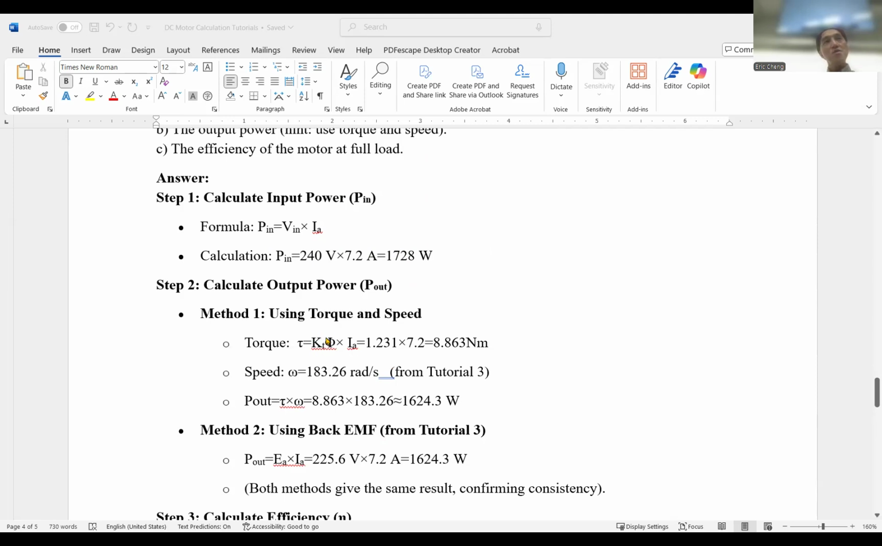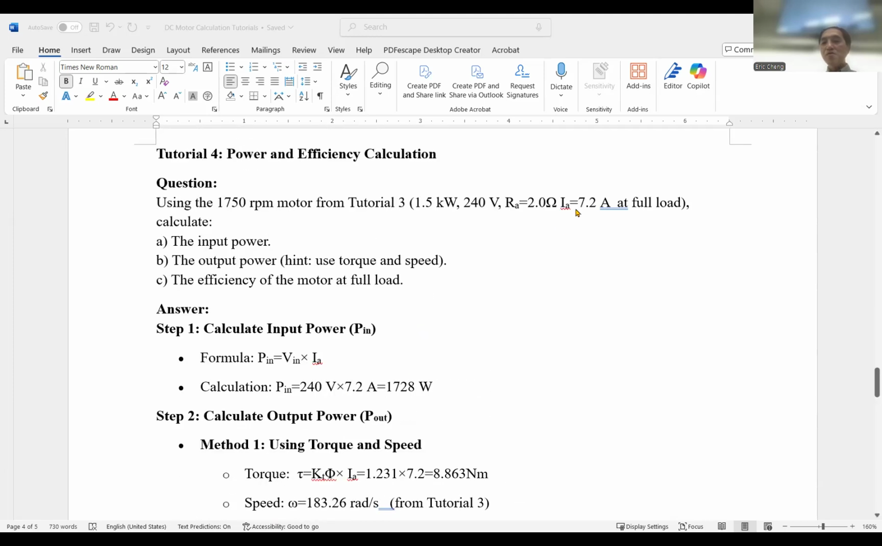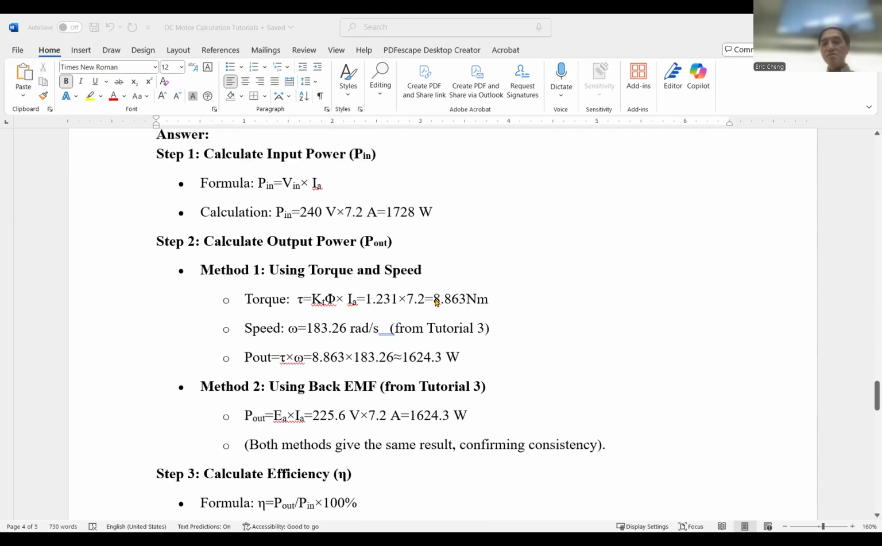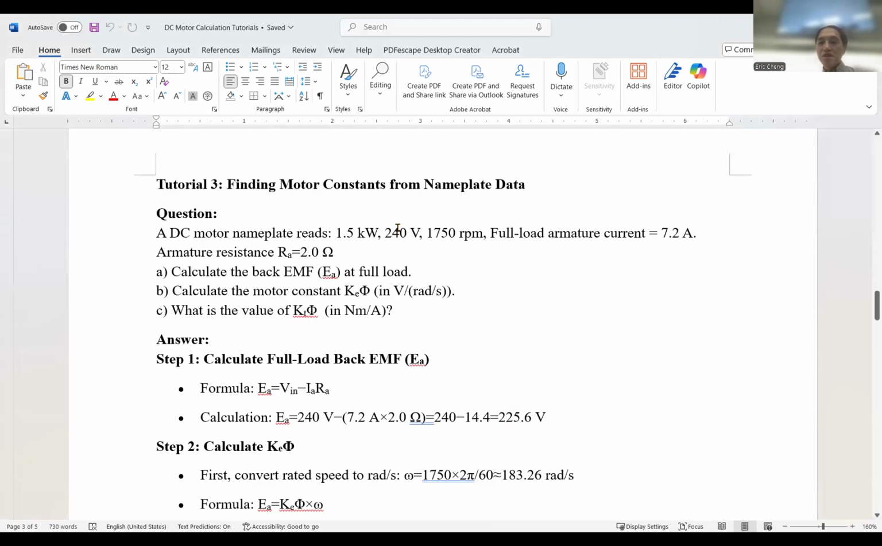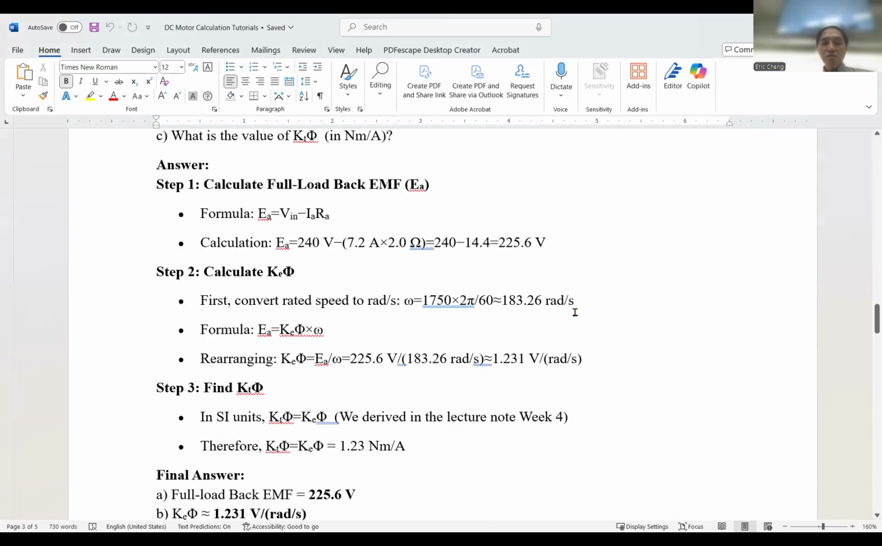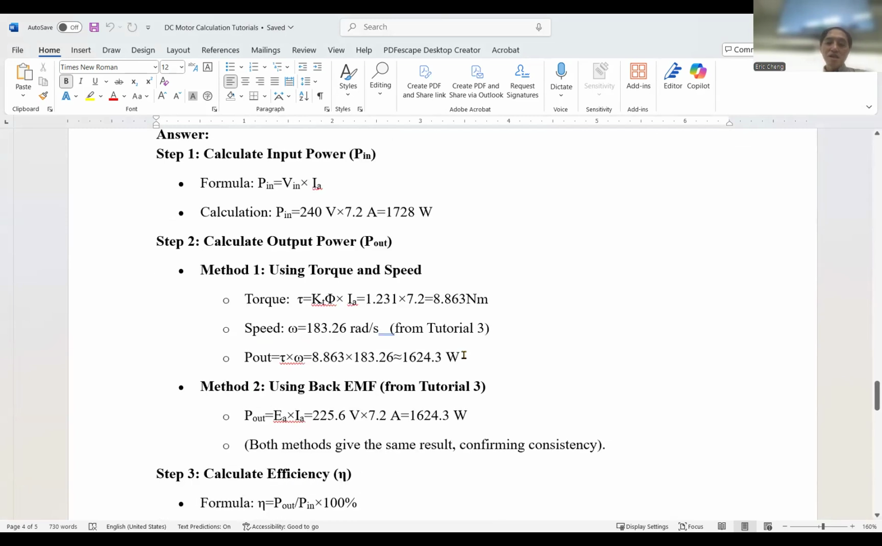We now have the torque constant, because previously we calculated it, and then we multiply by the rated current, 7.2 amp, which gives you the torque in Newton meter. And then the speed, 183 from previous. The motor is rated 1750, so the rated speed will be 183 radian per second. We use that rated speed and put it into this equation to get the output power. So the rated output power is 1624. So this tool will give you the input and output power.